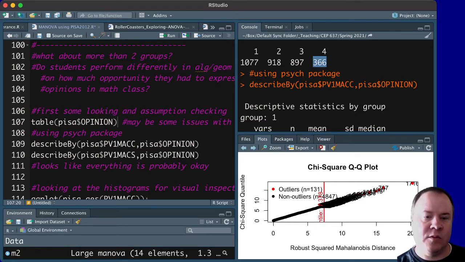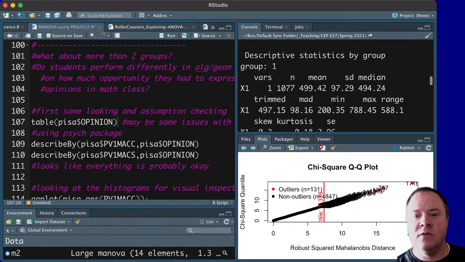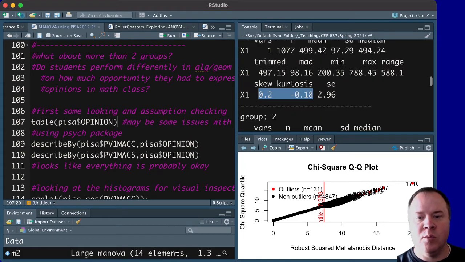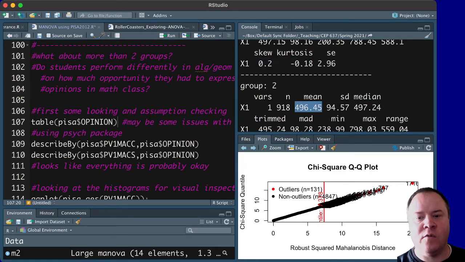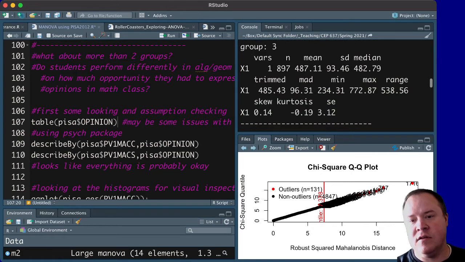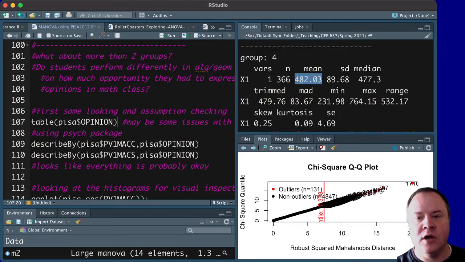If we look at some descriptive statistics using the describeBy function in the psych package, we can see the first group has a mean of 499, just under 500. Skewness and kurtosis values look okay. I'm not going to go through assumption checking in this video as deeply as the last one, but just looking to see if we can expect differences. Okay, 487, kurtosis okay, and 482 for skew.